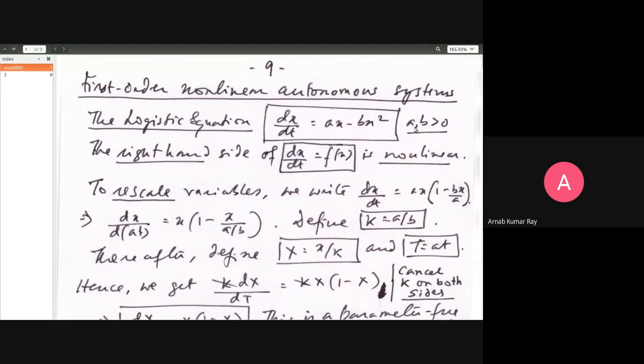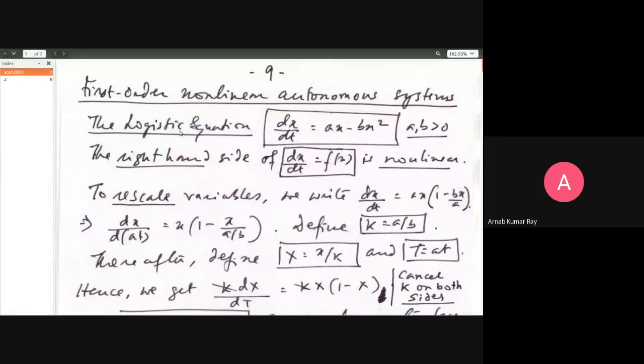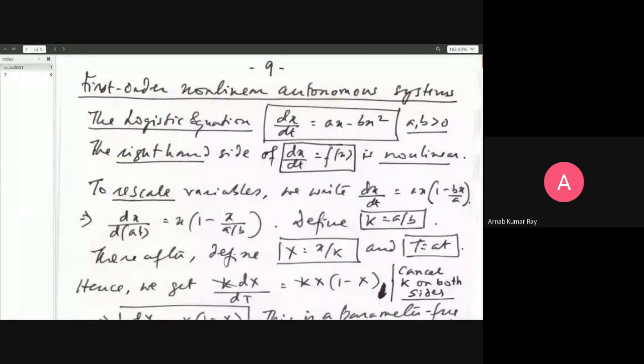Immediately, noting that a and b are positive quantities, if you look at this equation, what kind of initial condition should you be looking at? Just see, if you put x equal to 0 on the right-hand side, then immediately dx/dt will be equal to 0. So at t equal to 0, if you put x equal to 0, then your function will again give a trivial solution. It's a no-go kind of situation. There is no growth thereafter.